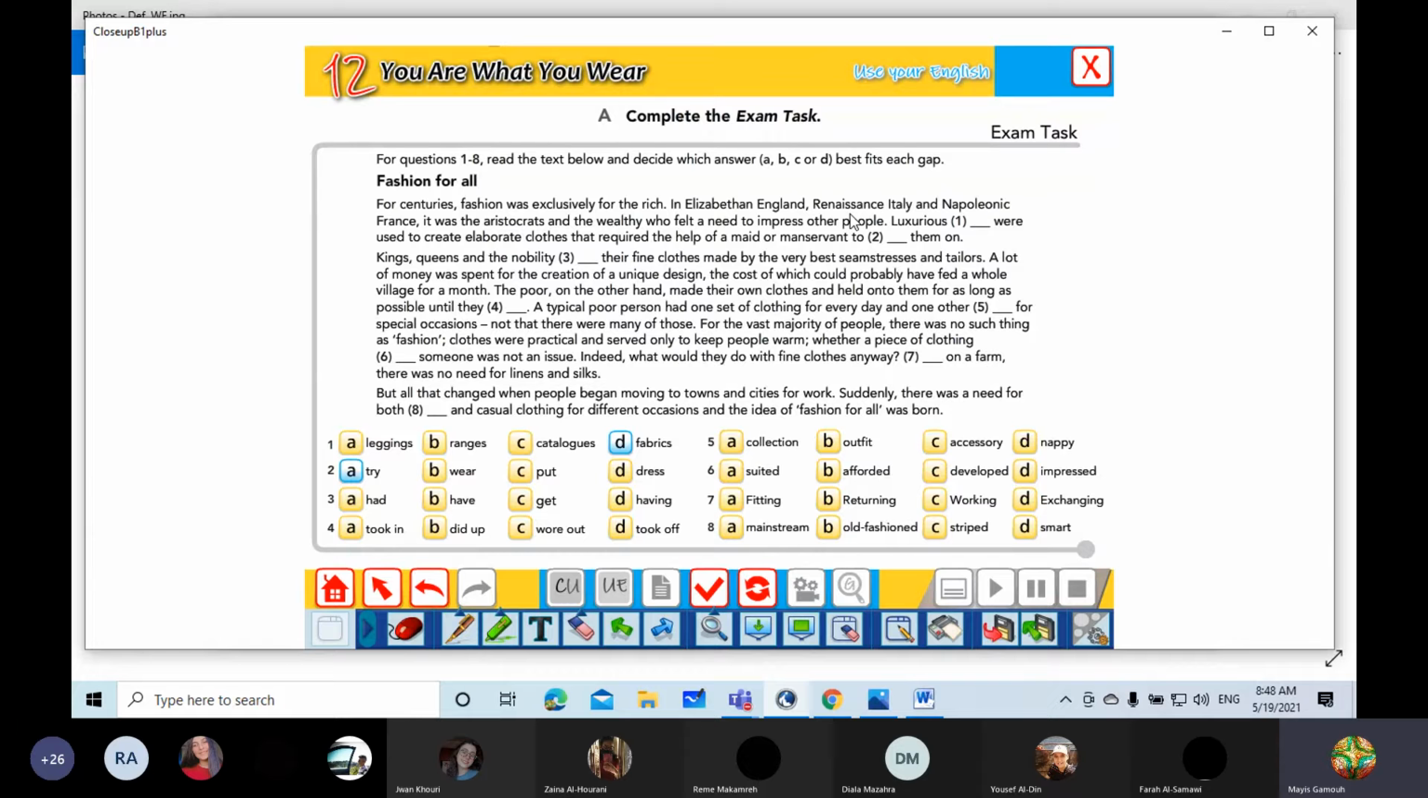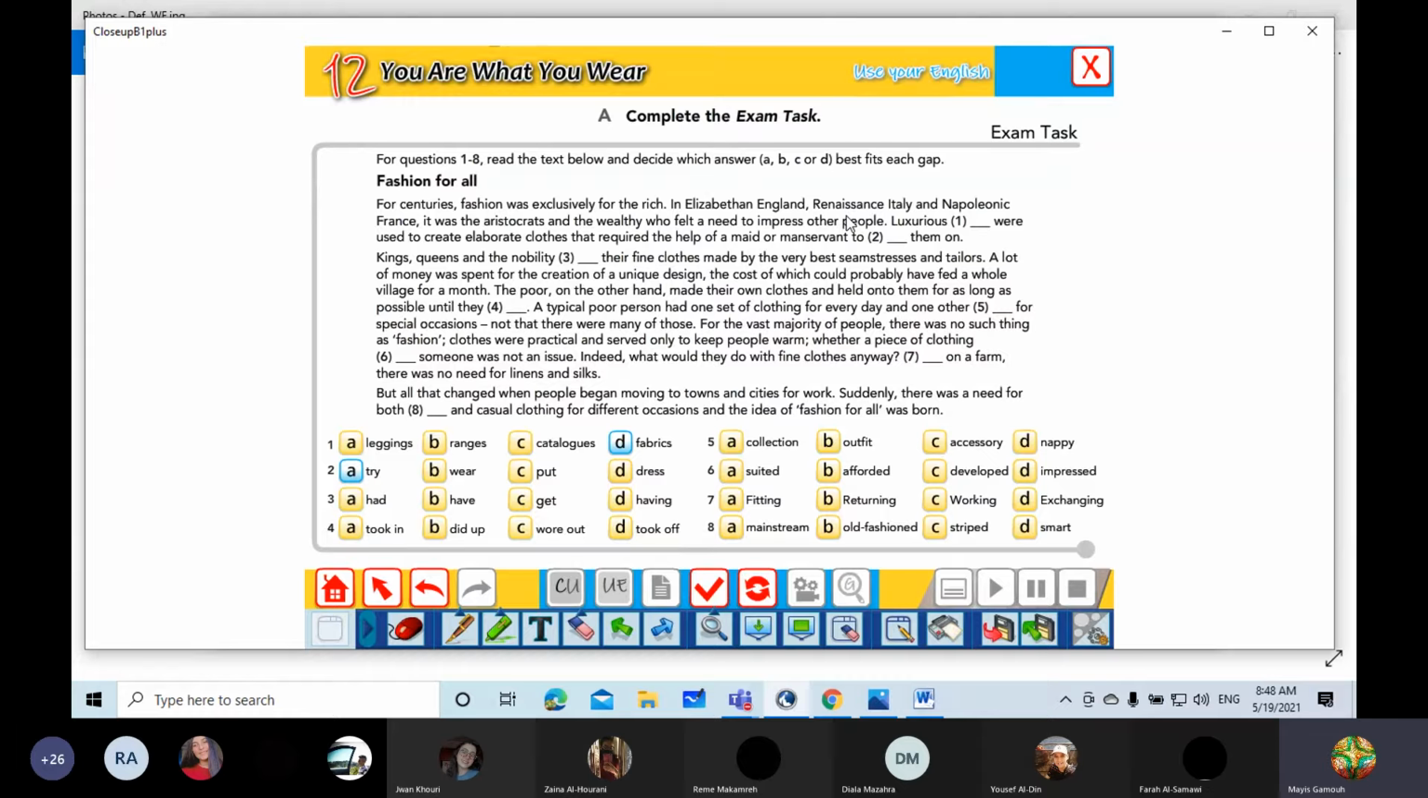And Napoleonic, relating to Napoleon. It was the aristocrats and the wealthy who felt a need to impress. What's the meaning of impress? I want to impress you with the fashion I'm wearing, with the clothes I am wearing. Persuade, to have an effect on you, so that I make you admire me. Okay, thank you. Luxurious. What's the meaning of luxurious? Very fancy. Thank you, dear.